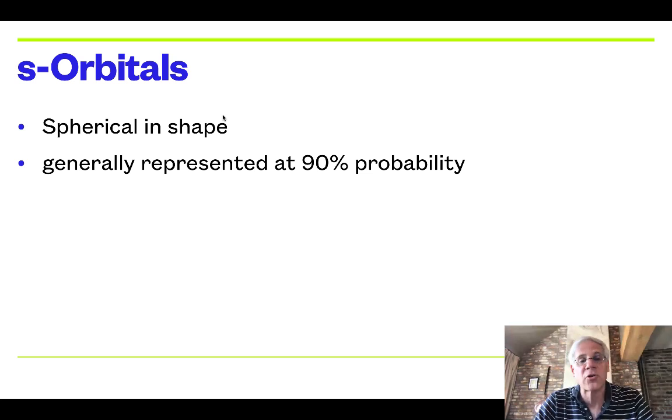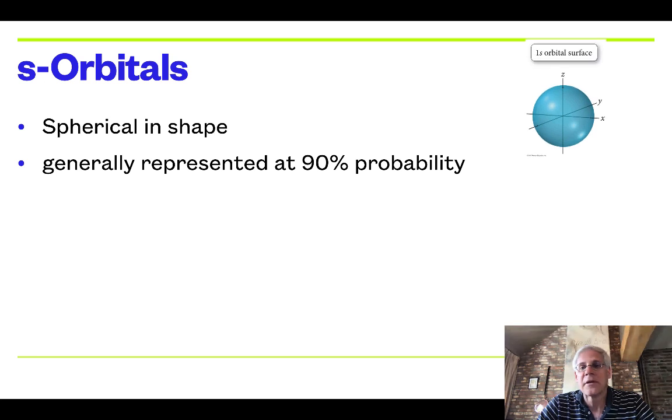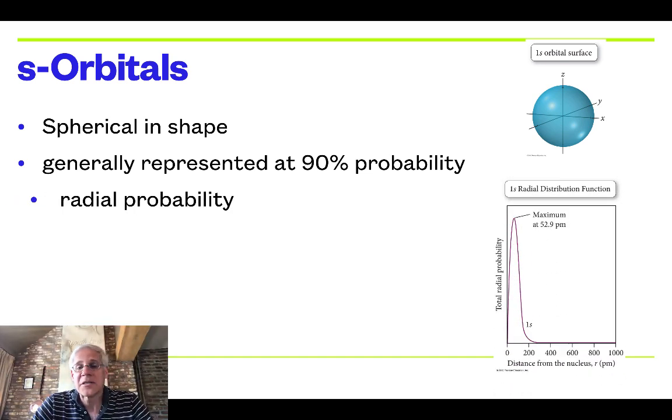Okay, if we wanted to go all the way to a 100% probability, we would actually have to go all the way out to the end of the universe. And we'll see why that is here in just a little bit. But there's what our general s orbital looks like. It looks like a ball, and that's essentially what it is. It is a spherical orbital shape. It does give us a radial probability of going from the nucleus pretty much out to infinity.